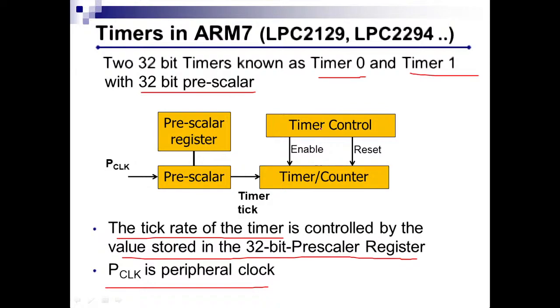So it is basically a 32-bit prescaler register, very useful to reduce the tick rate of the timer. Ultimately, the tick rate of the timer is controlled by the prescaler register.